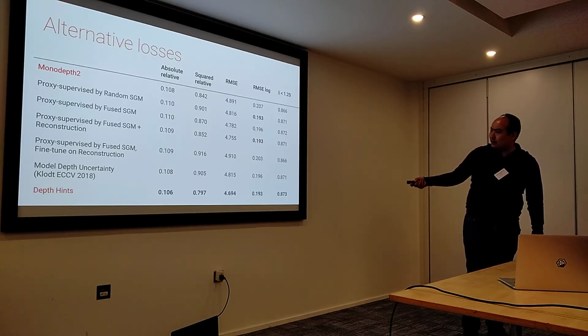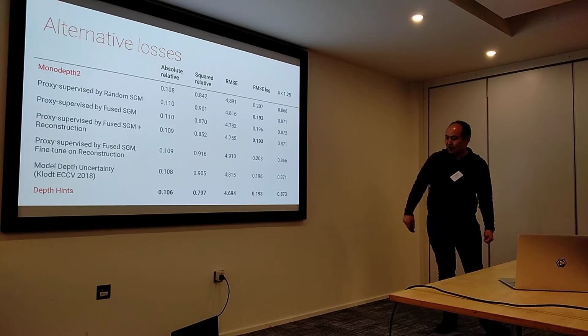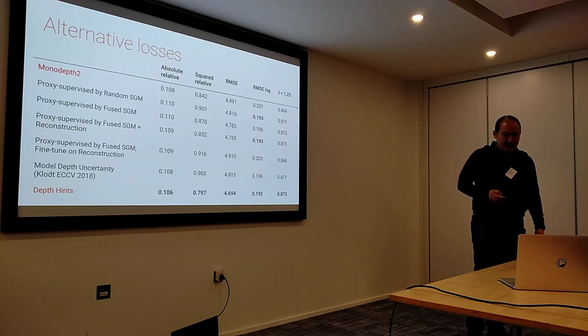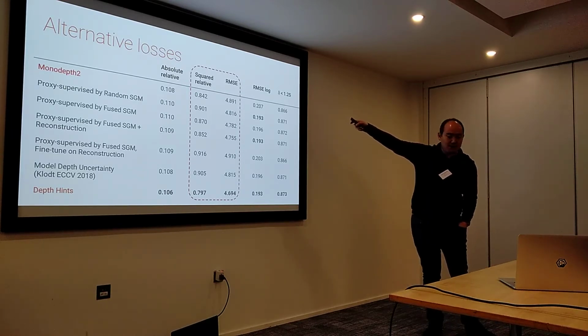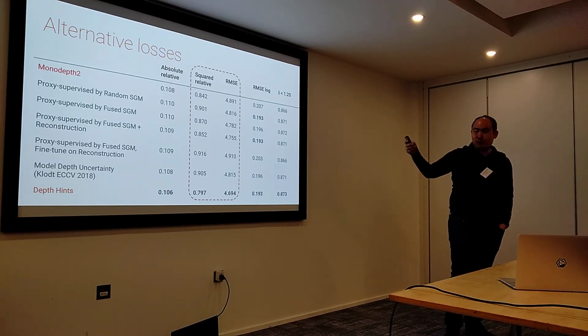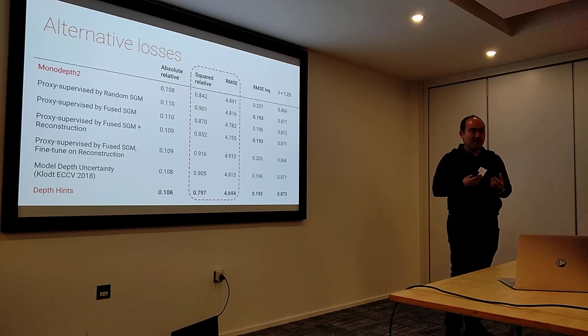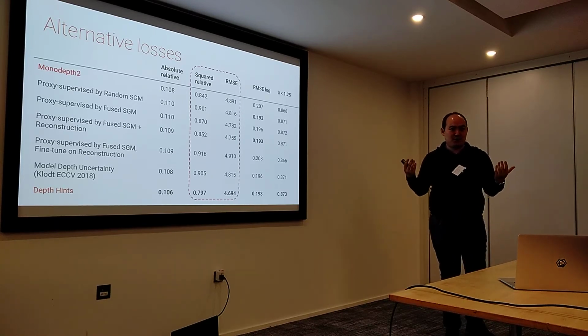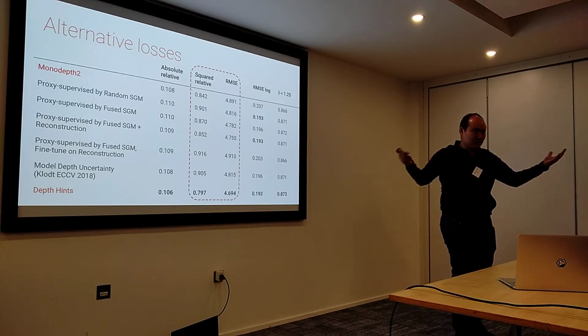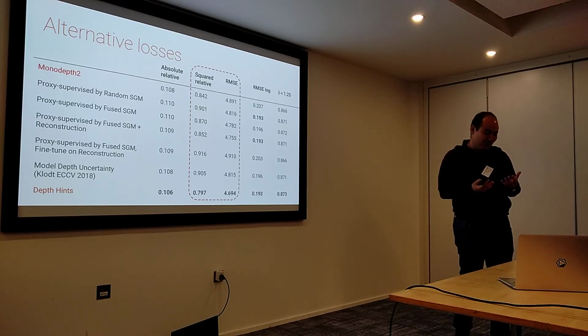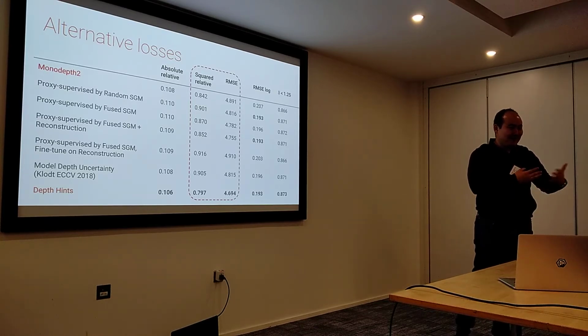And this is the depth hint, so you know, we get the best scores, and the scores are improved especially in the squared relative and RMSE scores, which use the squared error. So now the bad predictions of depth or thin structures are penalized more, rather than in the absolute relative or the RMSE log, because the number of pixels of thin objects in the test set is not that high.